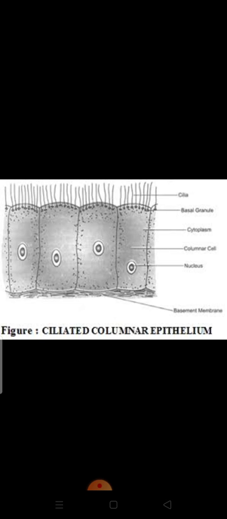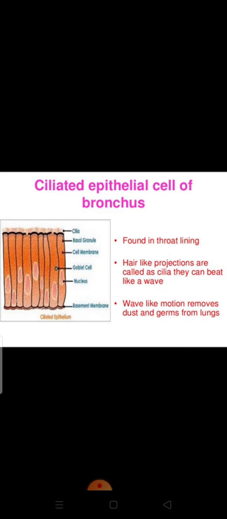Cuboidal ciliated epithelium lines certain parts of the urinary tubules of the kidney and the sperm duct. And columnar ciliated epithelium lines the nasal passages and oviduct. This epithelium helps in the movement of mucus, urine, eggs, sperm and cerebrospinal fluid in a particular direction.